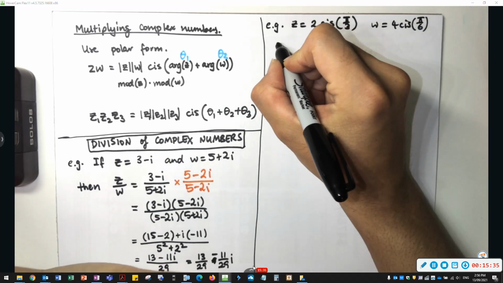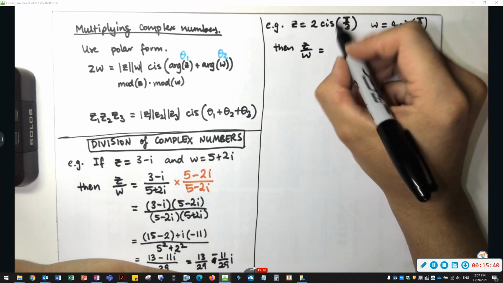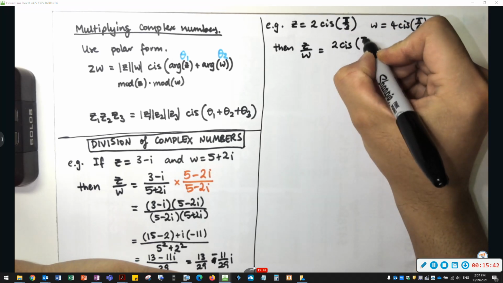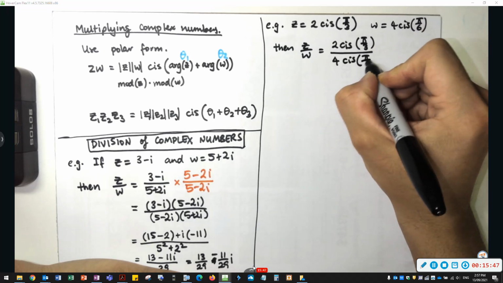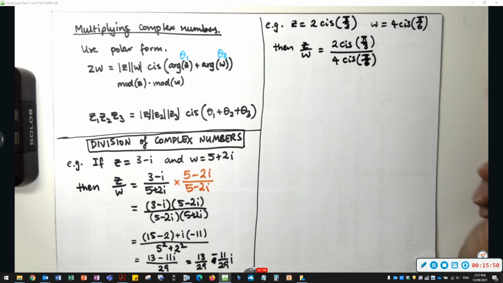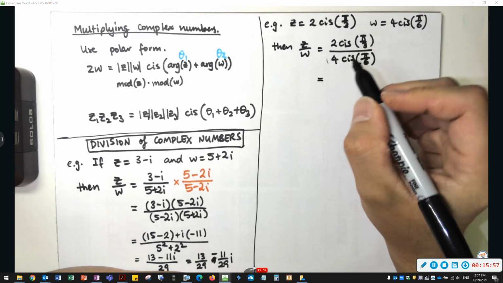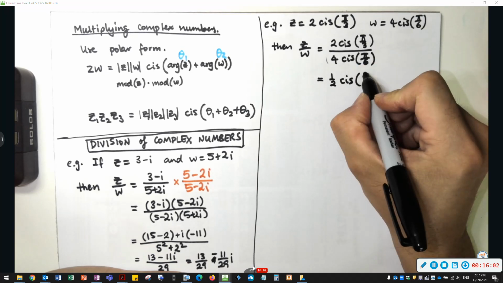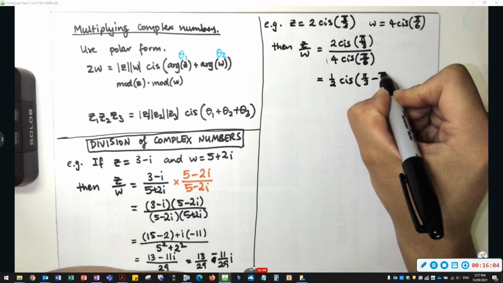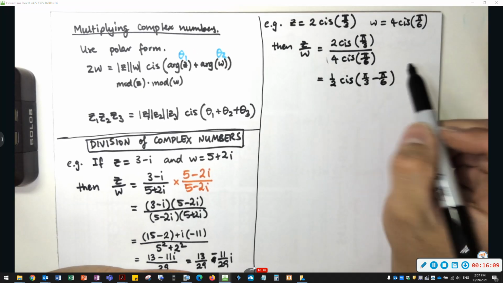So we're going to find z divided by w. So we're going to write it as 2 cis pi over 3 divided by 4 cis pi on 6. So at this stage you don't know what to do, but a good guess would be we can just divide the modulus. Okay, so 2 divided by 4 is a half, and the arguments we just subtract them. So pi over 3 minus pi on 6 is just simply pi on 6. Okay, you can check that yourself.